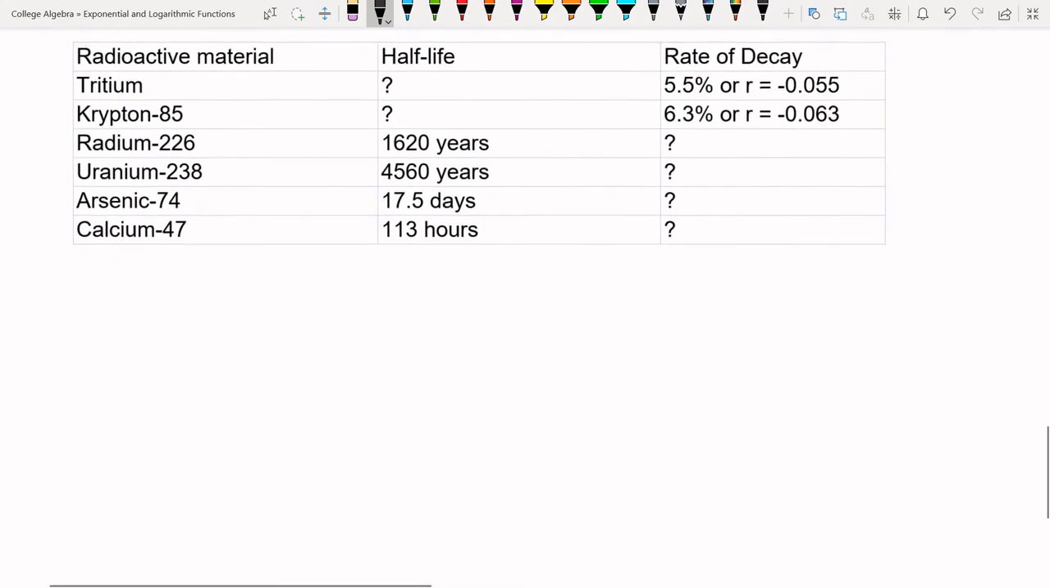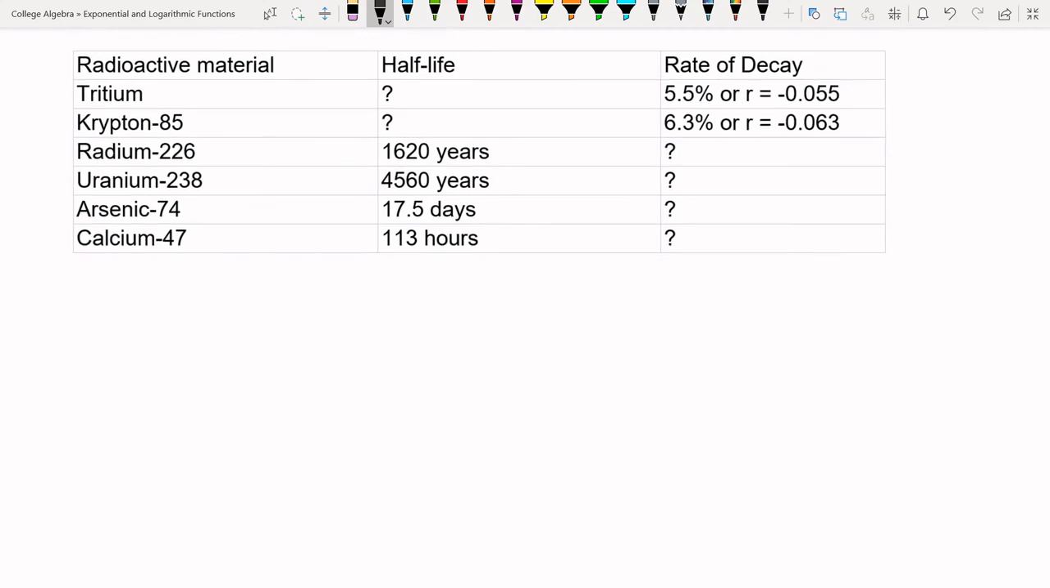So for tritium, we have a half-life we don't know, and I'm going to write this again. This is the negative natural log of 2 equals R times T. So we know the rate of decay. We don't know the half-life, but that's fine because we can find that. Negative natural log of 2 equals the rate of decay, which is negative 0.055, times T.